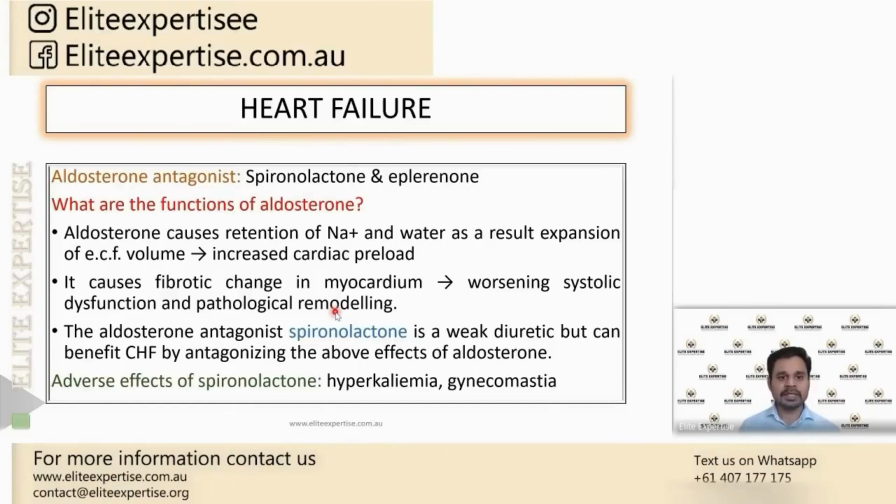So what happens here is, if we give an aldosterone antagonist, that is spironolactone, which is a weak diuretic and also a potassium sparing diuretic, then if we put the patient on an aldosterone antagonist, it will block these functions. Spironolactone will prevent left ventricular hypertrophy. So that's the advantage of the aldosterone antagonist, spironolactone.